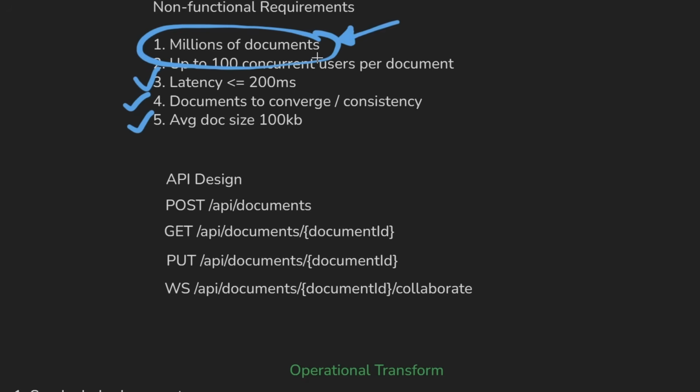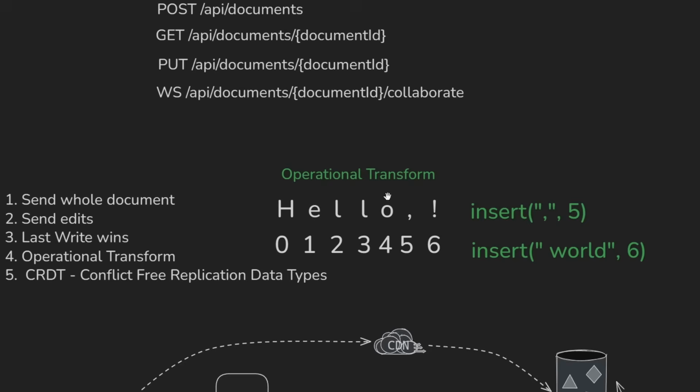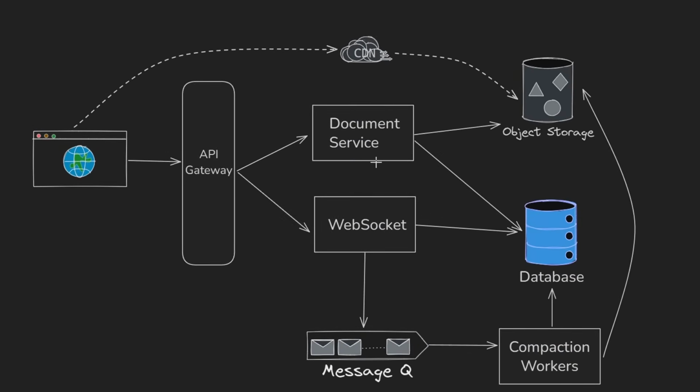We could have possibly millions of documents being edited concurrently, not the same document edited by more than 100 users, but separate documents. So how do we handle that? More specifically, how do we scale our services, these two services here?